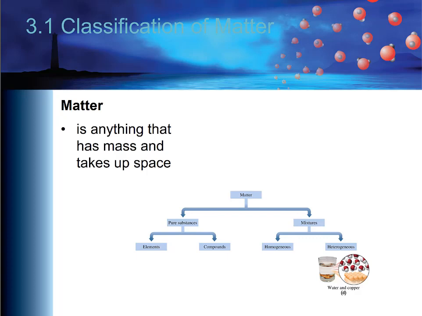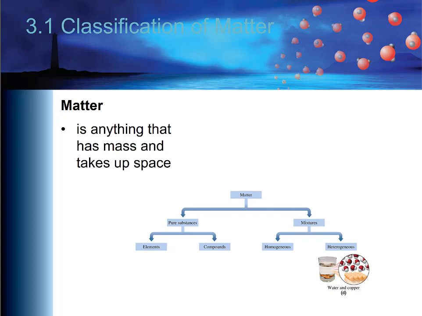All right, so we're going to start off the chapter talking about the classification of matter. So matter is anything that takes up space and has mass. Now almost everything that you can think of is going to have some mass. So even if we think about a baggie full of air, that air still is going to have some mass. So nearly everything that you can think of is matter. About the only things that aren't matter are going to be emotions or feelings.